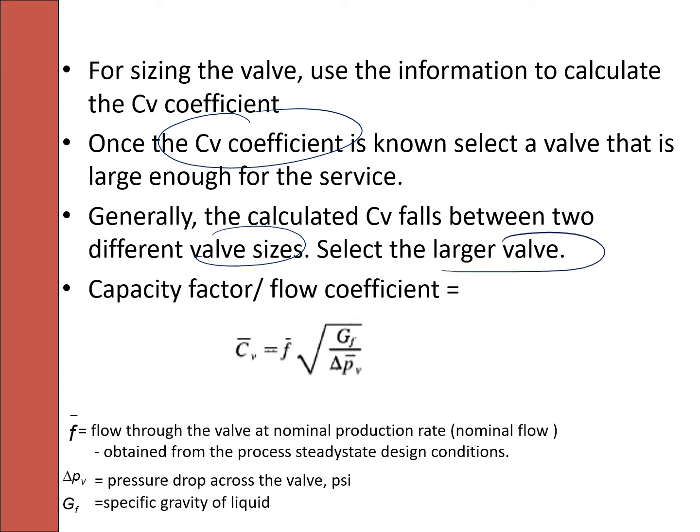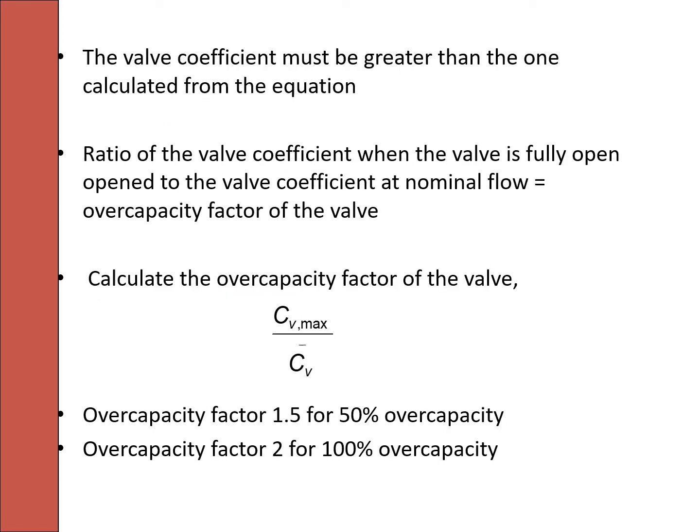So the capacity factor formula would be like this. Basically, we rearrange the previous formula, the flow of the liquid solution. The valve coefficient must be greater than the one calculated from the equation. Normally, the real valve coefficient must be greater than the one that has been calculated. So that's why we need to pick the larger size if the CV falls between two ranges.